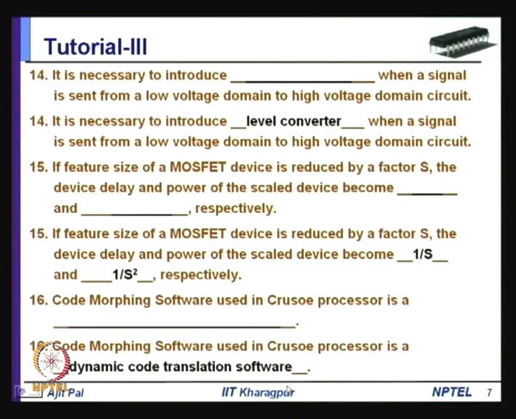So, for example, your Pentium processors are essentially realized by using the superscalar technique. On the other hand, the VLIW technique is used in realizing the Crusoe processor. So, it does the translation from one instruction architecture to another instruction architecture, and that is why it is called dynamic code translation software. Essentially, it translates code from one type of processor to another type of processor. So, it is a dynamic code translation software.